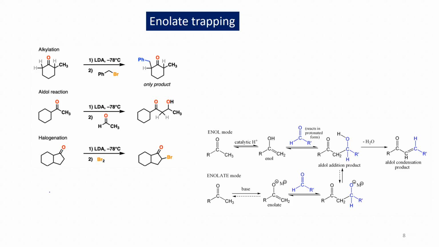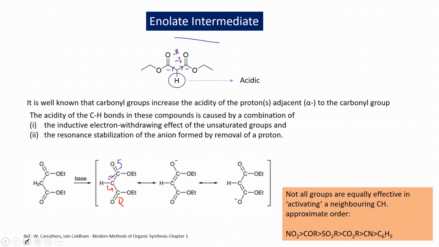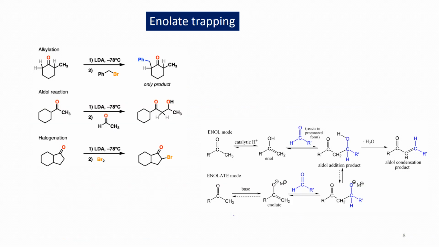Easily, just by trapping it. The enolate intermediate is a negatively charged intermediate. This is called the enolate intermediate. This type of enolate intermediate is negatively charged, so how will it react? It will react from this carbon. And we know that to trap an anion we need an electrophile.